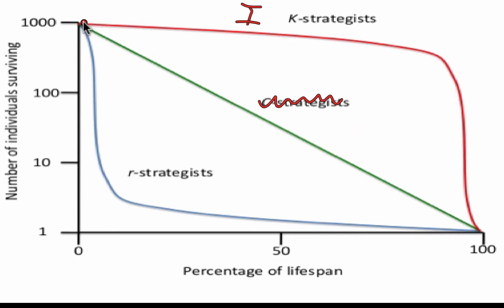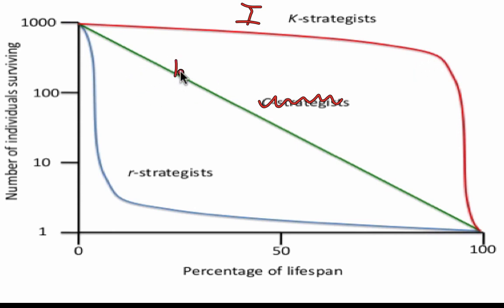What this represents is when individuals are surviving for most of their lifespan. So it's the survival rate over a percentage of lifespan. So if we're talking about our gorilla, it might have one offspring, but it's going to survive until almost 100% of its lifespan. So it's going to live to be an old adult.